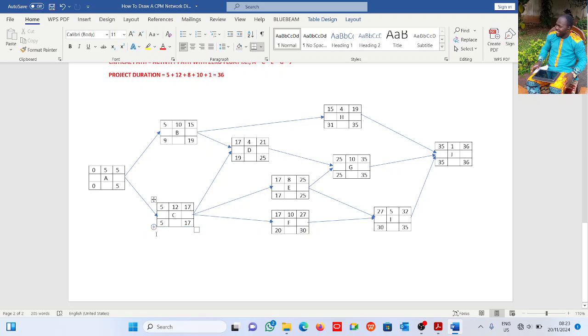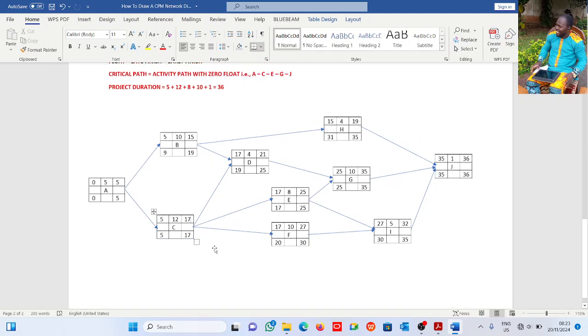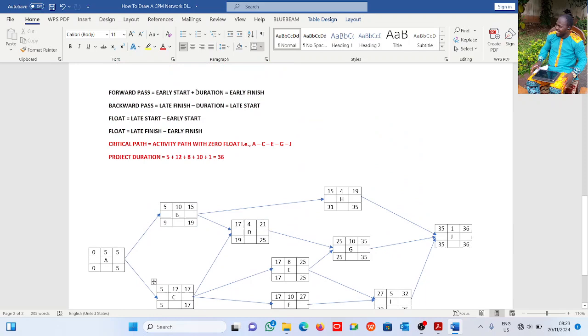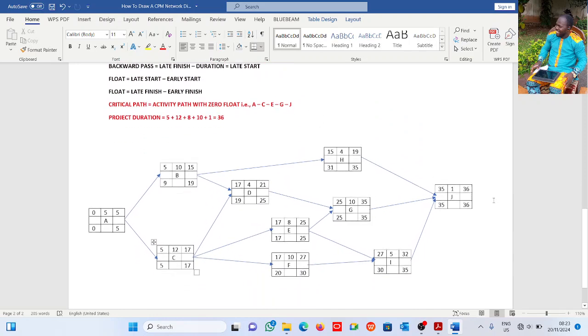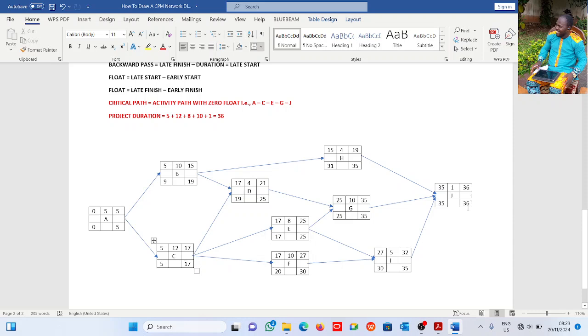Early start plus duration gives you early finish. Right, this is the formula here. Forward pass, early start plus duration gives you early finish. Now the backward pass. This is my early finish. This is my late finish. Right, we're going backward now. Late finish, this is late start. Early start, late start. Early finish, late finish. All right, I hope that is clear.